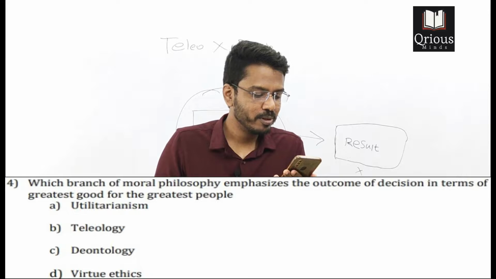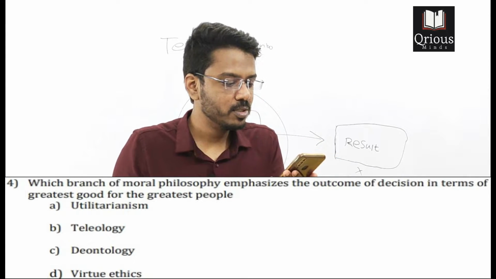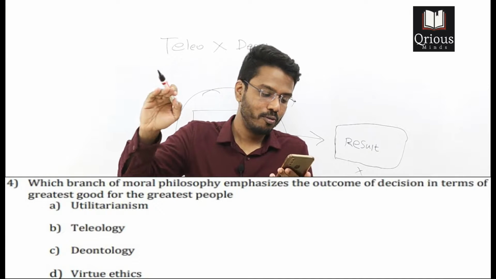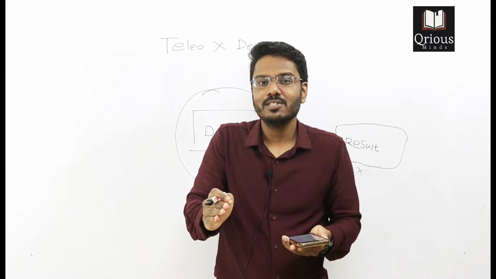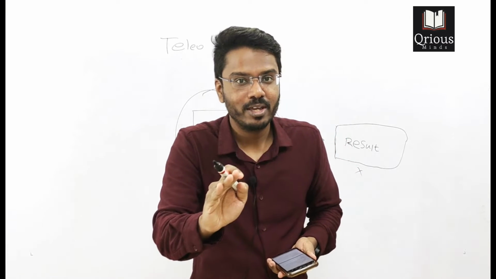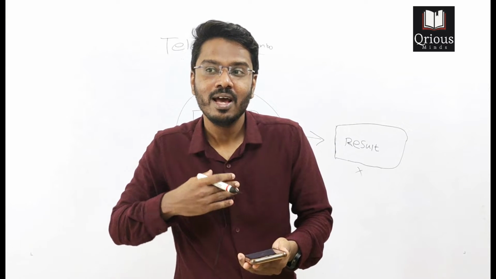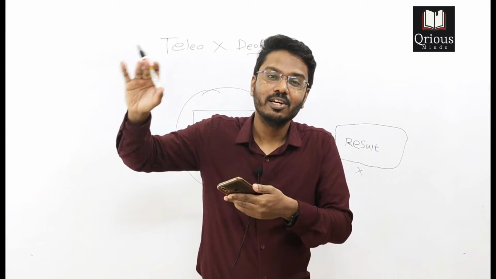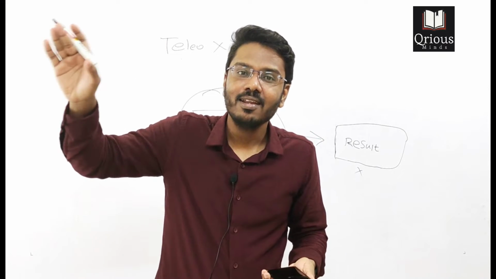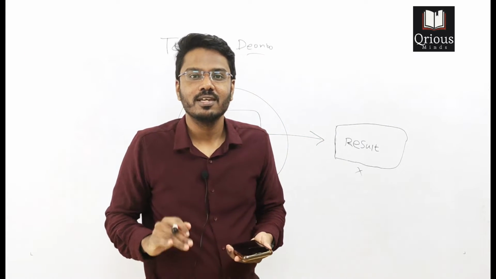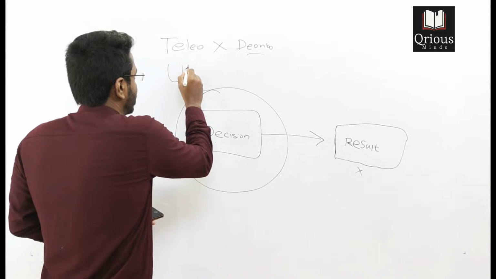Which branch of moral philosophy emphasizes the outcome of decision in terms of greatest good for the greatest number of people? See, utilitarianism is the concept that advocates if I take a decision or if I take an action that results in the greatest good for the greater number of people, then that decision or action is ethical. Says whom? Utilitarianism.